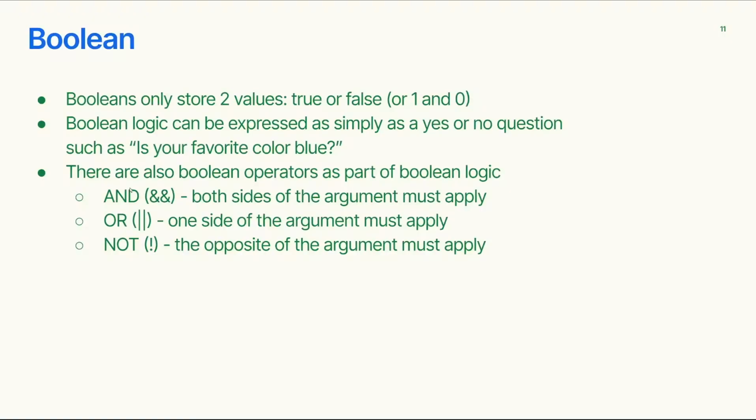An or, which you traditionally use with double vertical bars, one side of the argument must apply. So is your favorite color red or blue? If either side applies, if you like red or blue, you can continue on with that conditional logic. And then a not, you would use an exclamation point. You could say not favorite color, or is favorite color not equal to blue. Then you could say maybe their favorite color is red or yellow. And if it's not blue, then you would resume with whatever. You just do not want blue.